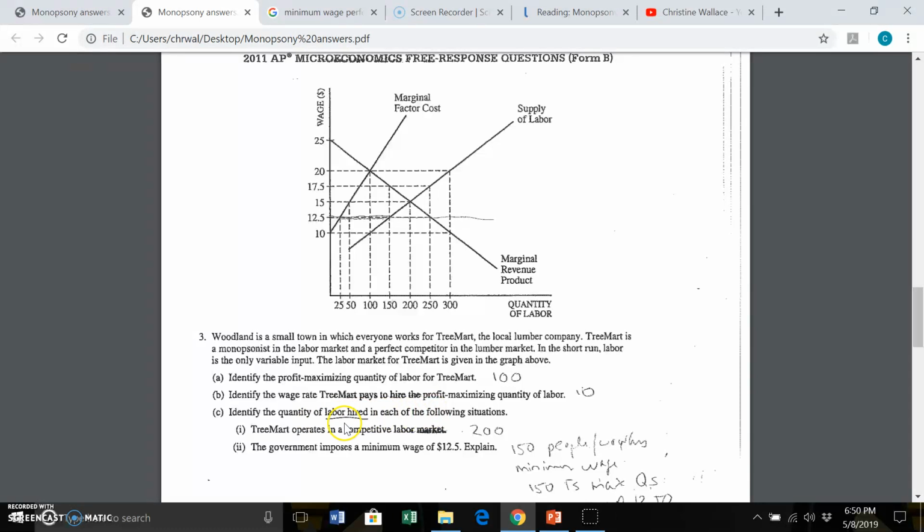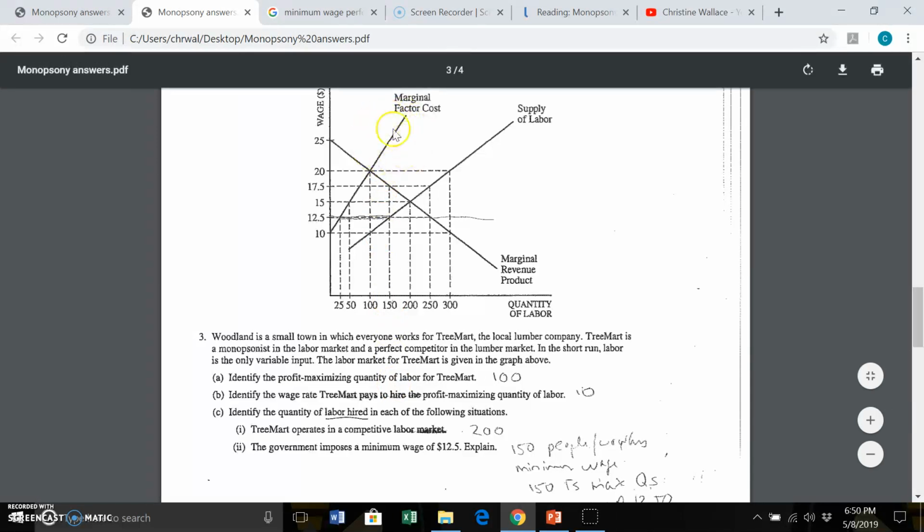What happens to the quantity of labor hired in each of the following situations? If this particular firm ignores the monopsony and actually operates in a competitive environment, we would forget that this MFC curve is there at all. We would just have the upward sloping supply curve, the downward sloping demand curve, and this would be the equilibrium. We would have 200 workers hired, and the wage would be $15.